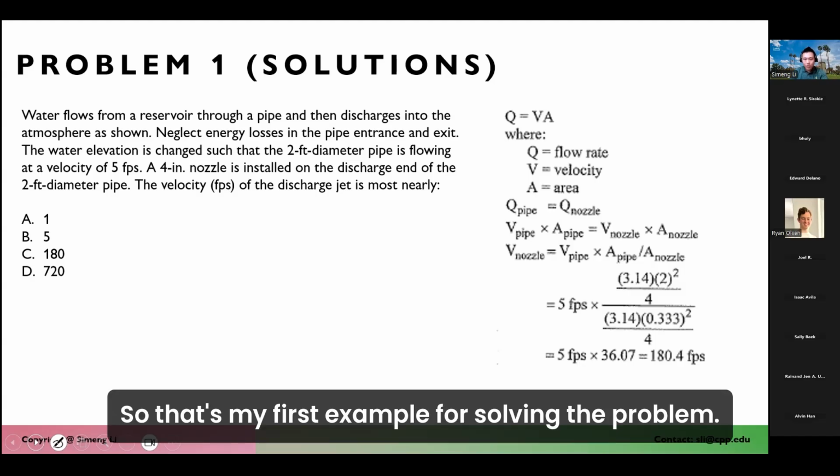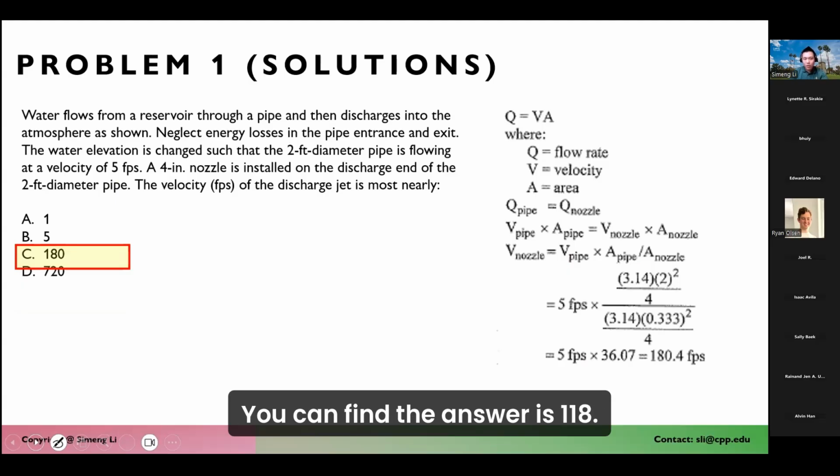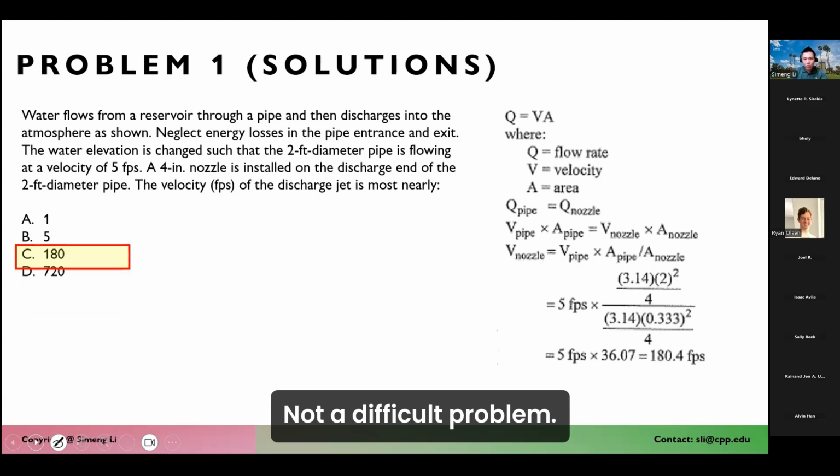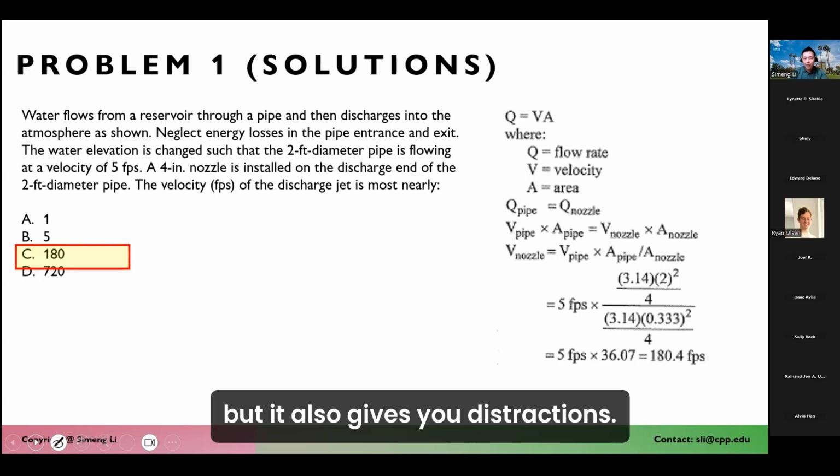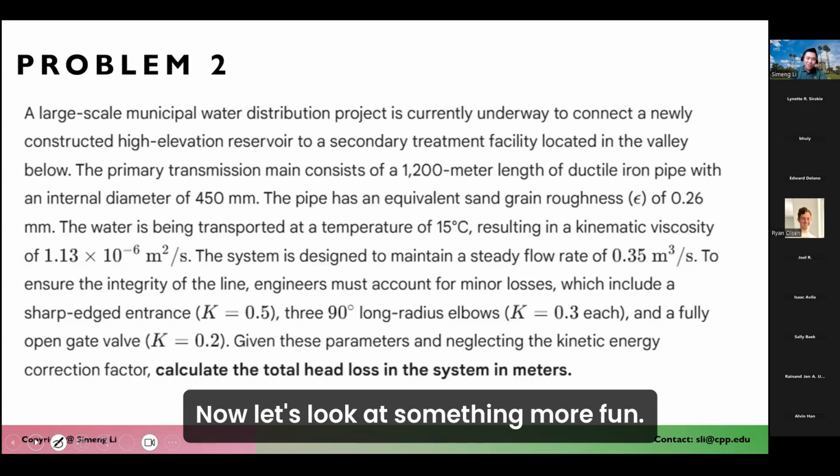So that's my first example for solving the problem. You can find the answer is 180. It's not a difficult problem, very typical FE style, but it also gives you distractions. Now let's look at something more fun.